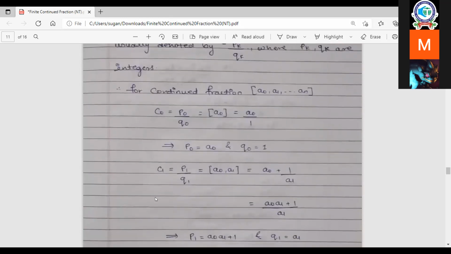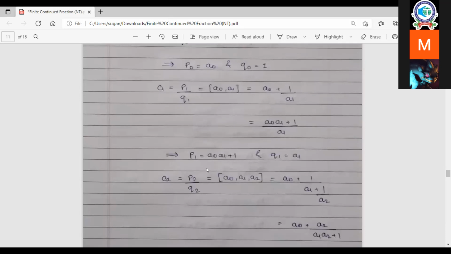Similarly, we write C1 is P1 upon Q1, but C1 is a naught and a1. We can write it as a naught plus 1 upon a1. And if we solve, we get a naught a1 plus 1 upon a1.